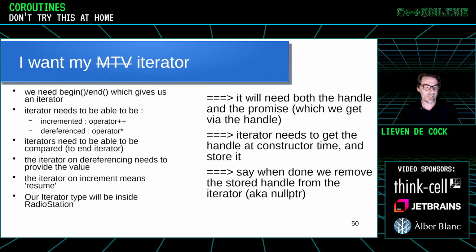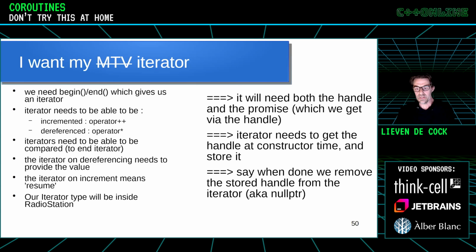Now, we will implement this iterator type inside our radio station, and yeah, it's obvious we are going to need the handle and also the promise, because in the promise we know that's where the value lives, and we need the handle to say, yeah, you increment the iterator, meaning handle resume.